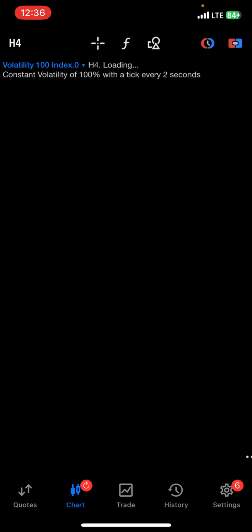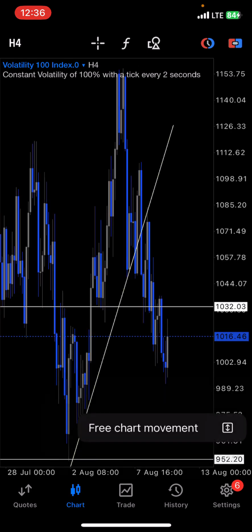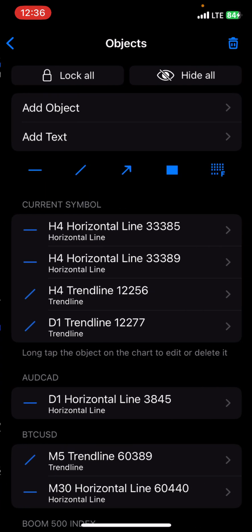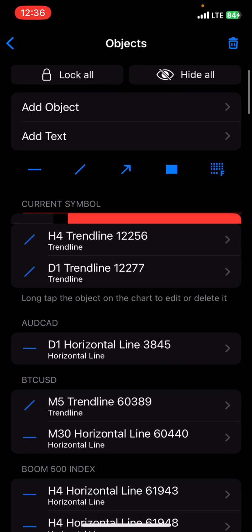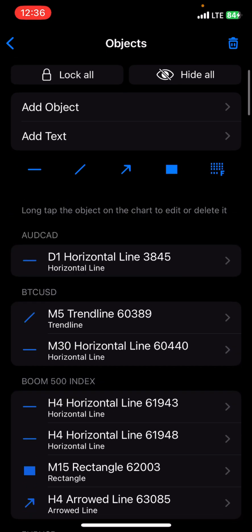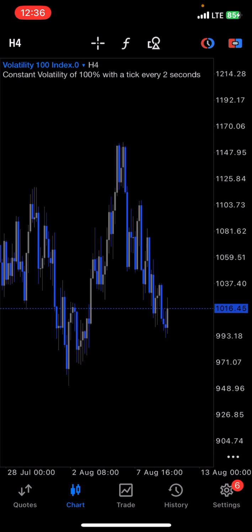What's this? Why isn't it loading? Okay, cool. Let me just take out everything so we can start afresh. So this is VIX 100, right?